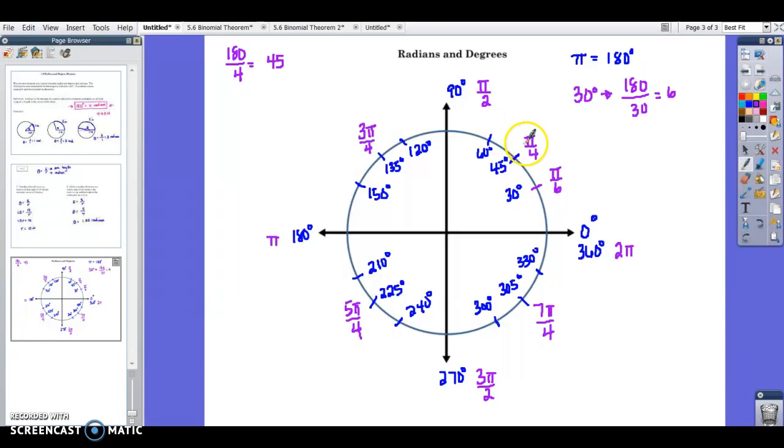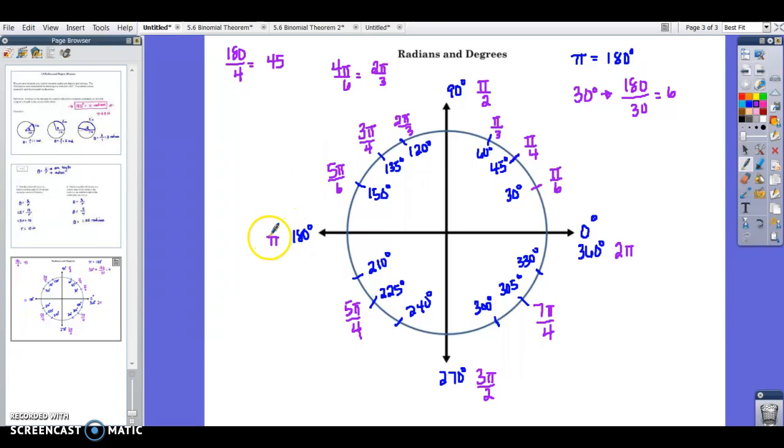2 pi over 6 reduces to pi over 3. 3 pi over 6 reduces to pi over 2. 4 pi over 6, right? 4 pi over 6 reduces to 2 pi over 3. So this would be 2 pi over 3. This would be 5 pi over 6.